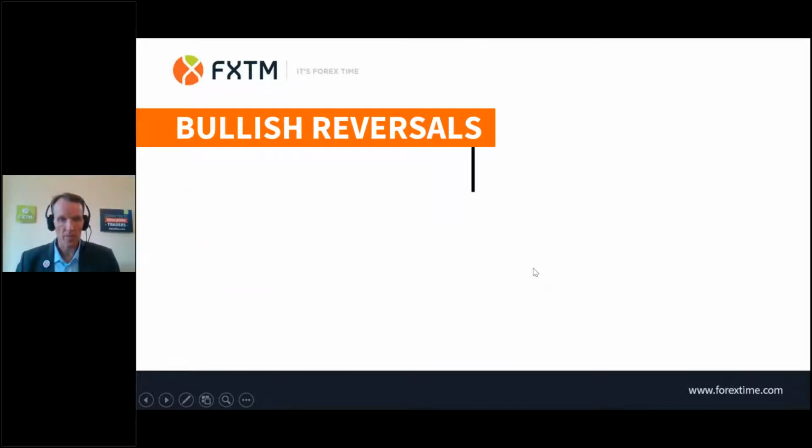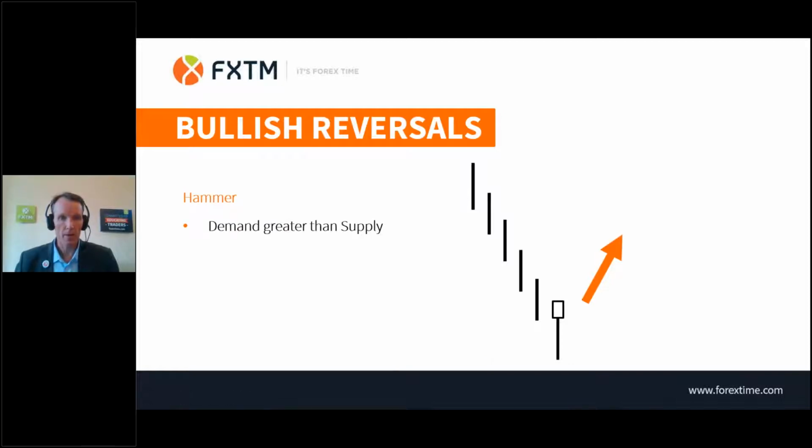Right, so let's look at another one. Another couple of down candles, and then you get this one, which is called a hammer, and obviously we can see supply is greater than demand.